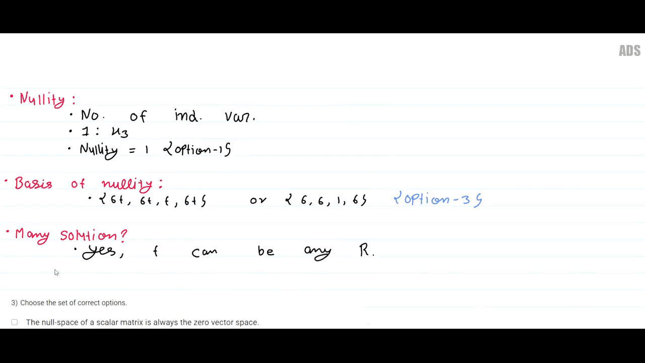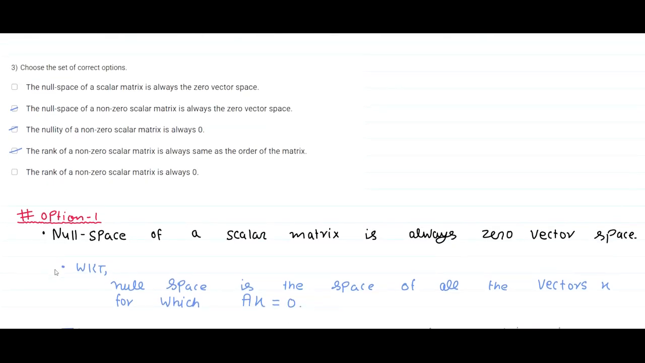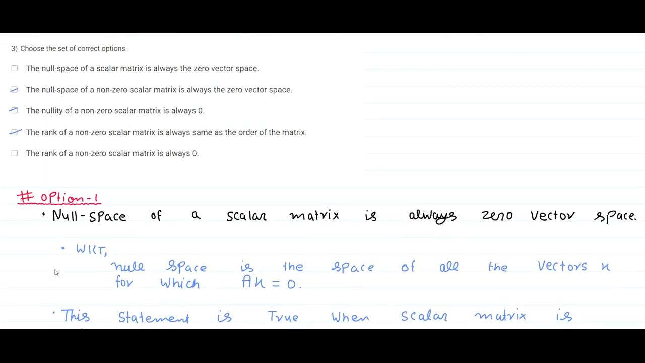So the correct options for question number 2 are going to be 1, 3 and 7. Now let us move towards question number 3. Question number 3 says: choose the set of correct options from the given options.